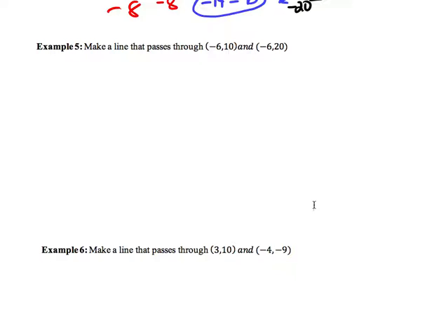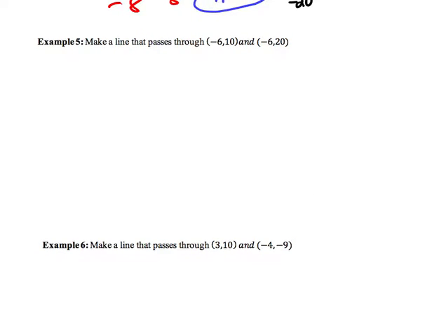If you want, I think a good thing to do would be to pause the video and try these out on your own first. I'm going to use the same strategies that we've been using so far in today's lesson. First we're going to find the slope between these 2 points. So change in y over change in x. That's going to be 20 minus 10 over -6 minus, oh, another -6.